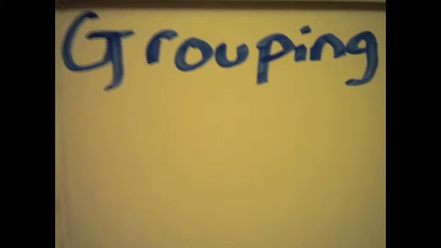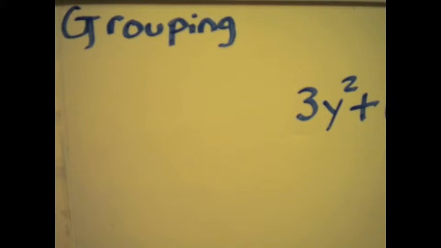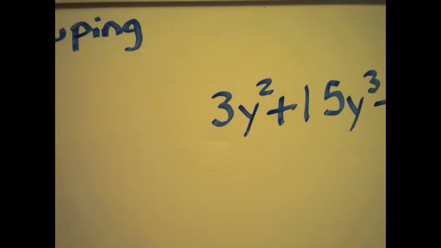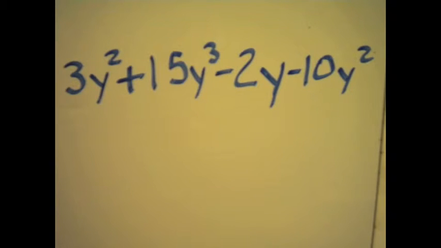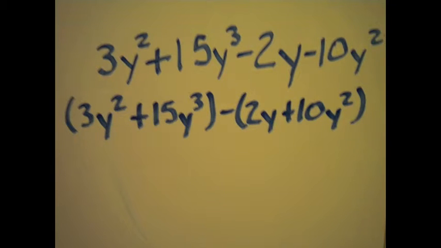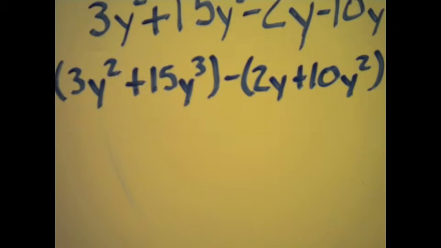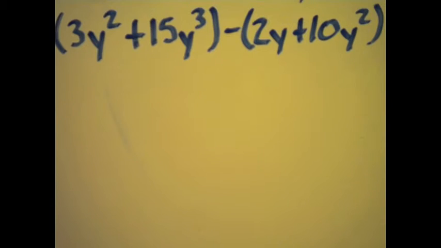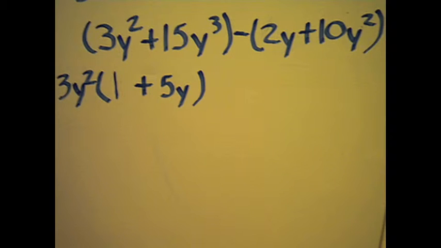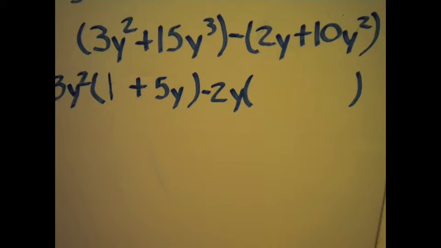Okay, so our next way to solve with factoring is by grouping. You only use grouping when you have a polynomial, or an equation with 4 terms, like this one. To solve this, you split the problem in half, like this. Now this problem is just like the last one, except now you're factoring 2 problems instead of 1. You can take the 3y squared out of the first problem and get 3y squared, parentheses, 1 plus 5y. For the other problem, you can take out 2y, and that gives you negative 2y, parentheses, 1 plus 5y.